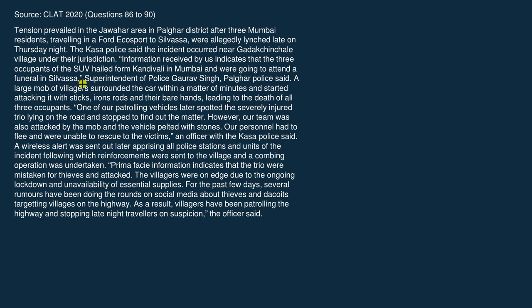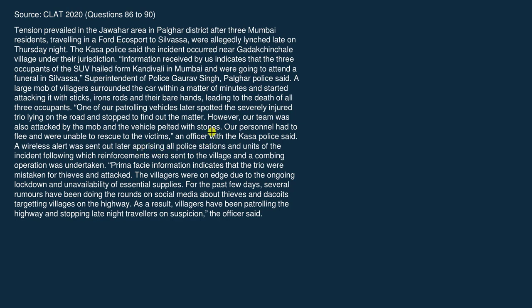Oh, look at the irony. Superintendent of Police Gaurav Singh, Palghar Police said, a large mob of villagers surrounded the car within a matter of minutes and started attacking it with sticks, iron rods and their bare hands, leading to the death of all three occupants. What is going on, man? One of our patrolling vehicles later spotted the severely injured trio lying on the road and stopped to find out the matter. However, our team was also attacked by the mob and the vehicle pelted with stones. So why would they attack the police? This doesn't make any sense. There is no justification now.